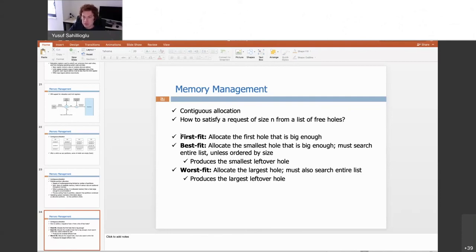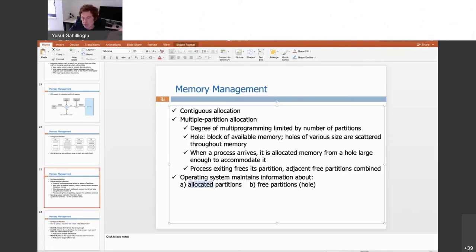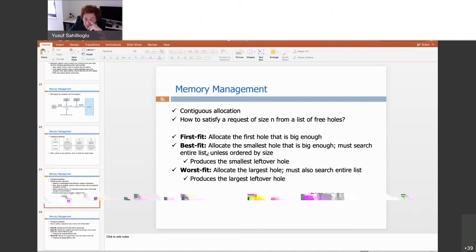First fit is just look at all the holes, and when you see the first hole, look at all the partitions. Sometimes those partitions are allocated, so skip it. But when you hit the first free partition, just stop and put it there. Best fit is different. Allocate the smallest hole that is big enough, okay?